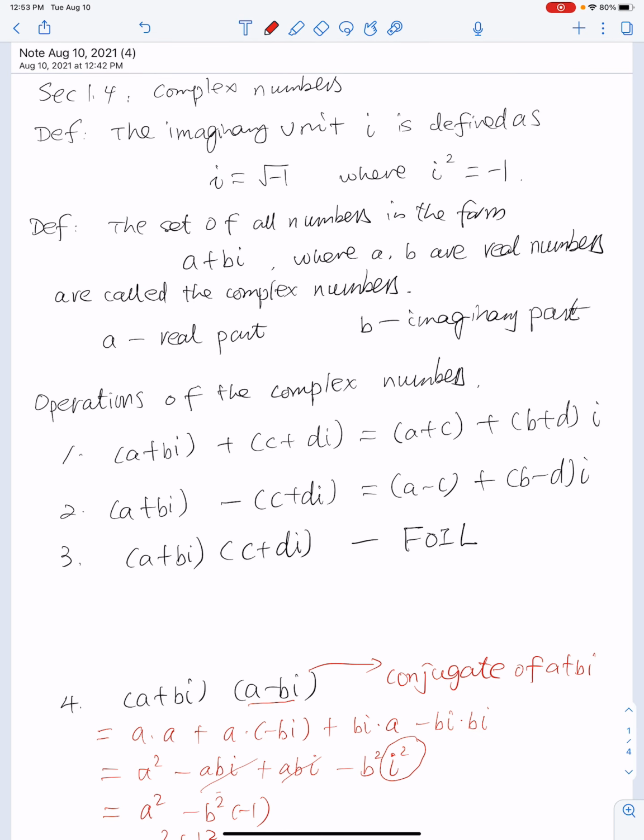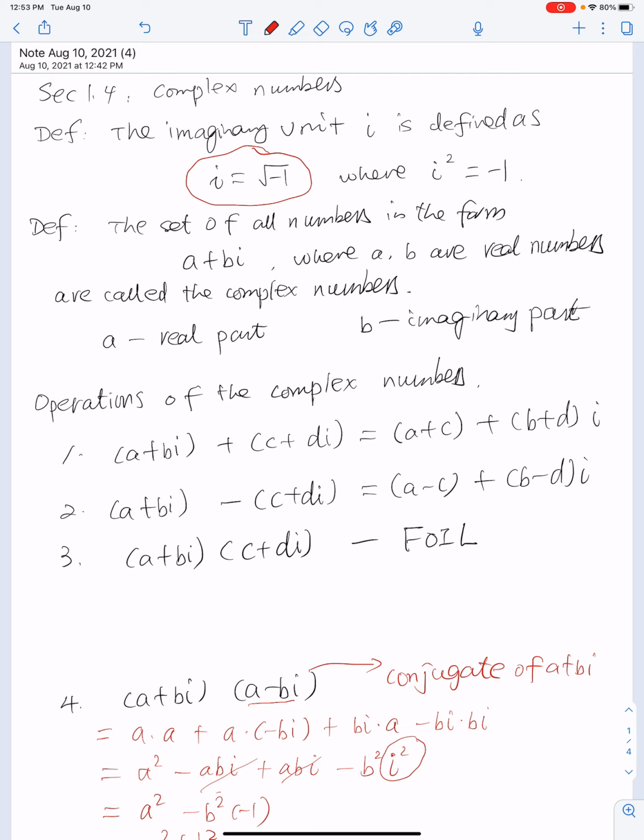Hello all. So we will continue for our section 1.4 complex numbers. So first let's go over the definition. What means complex numbers? As we learned before, it's always involved with i, yeah? So the i is called the imaginary unit. i is also defined as i equal to square root of -1.